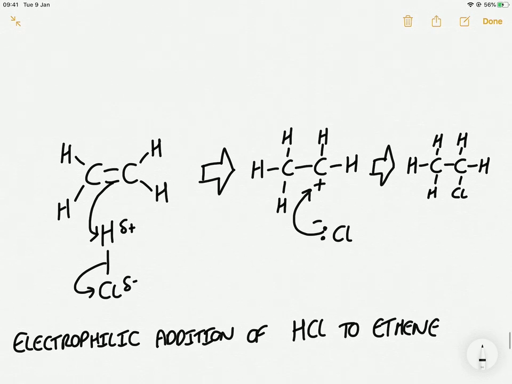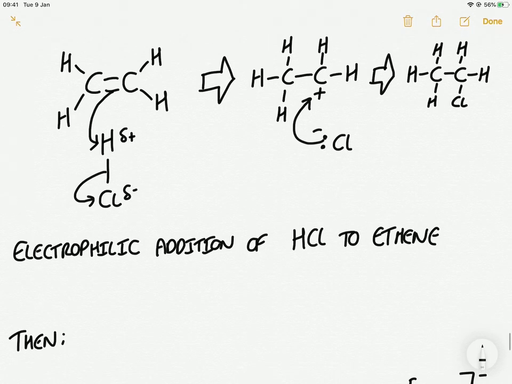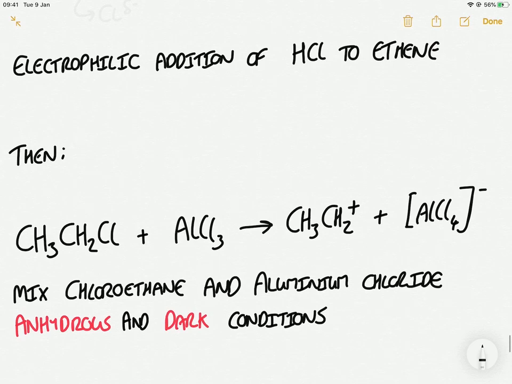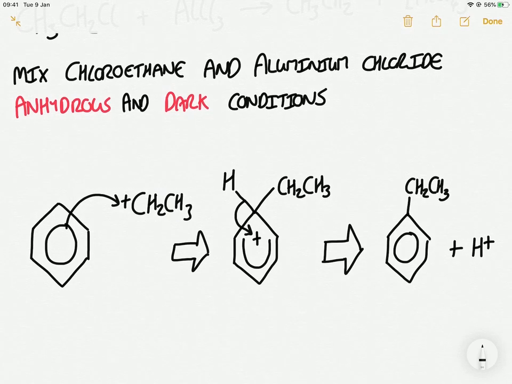you can react ethene with hydrogen chloride. The mechanism here is electrophilic addition across a double bond. That'll make chloroethane, which is what we needed in the previous example. Your chloroethane can then be reacted with aluminium chloride under anhydrous and dark conditions, and the electrophile that you get from that reaction can then be used to make ethyl benzene. So again, that's a tough question, right? It's difficult.